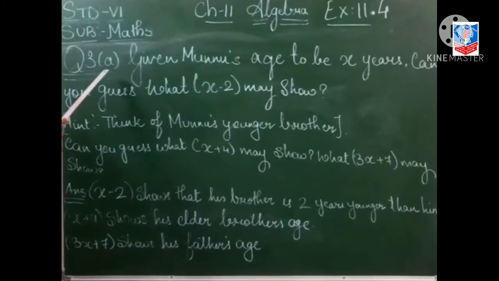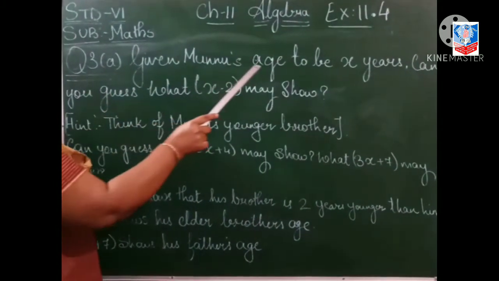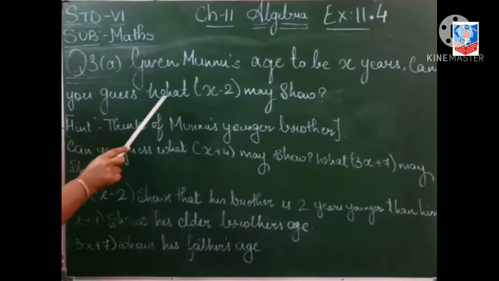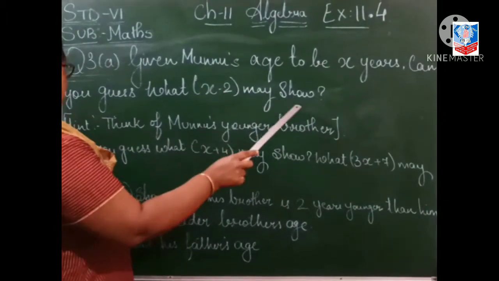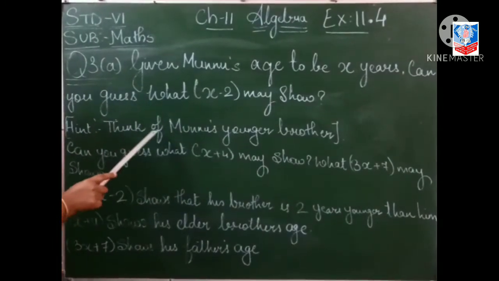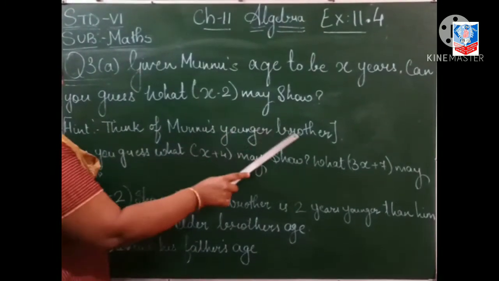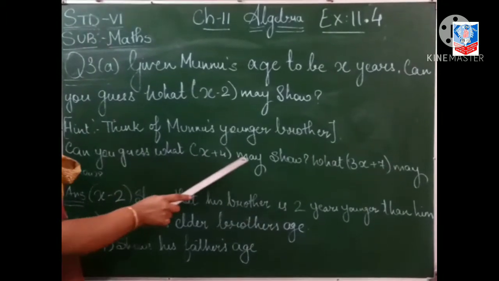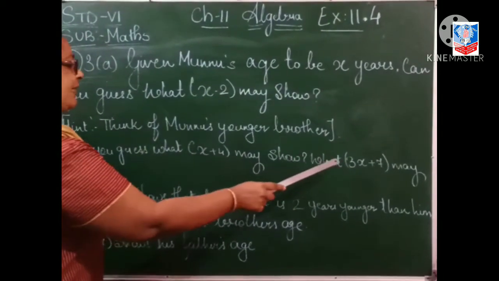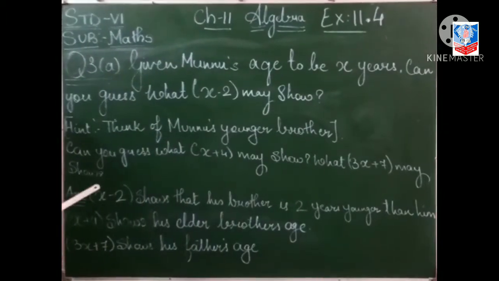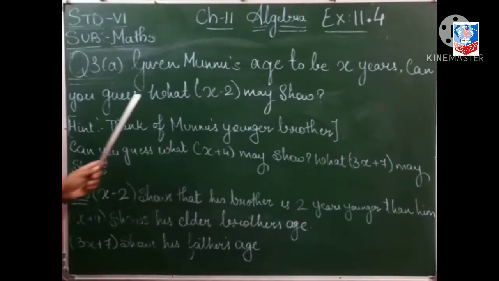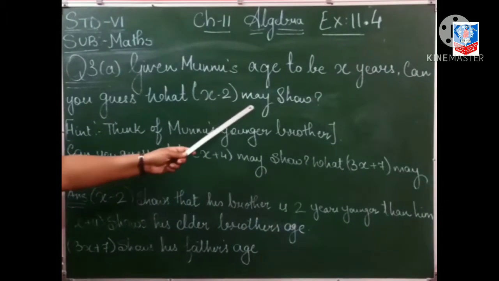Question number 3A. Given Munnu's age to be X years, can you guess what X minus 2 may show? Hint, think of Munnu's younger brother. Can you guess what X plus 4 may show? What 3X plus 7 may show? Now see, Munnu's age is given to be X years. Then what may X minus 2 show?